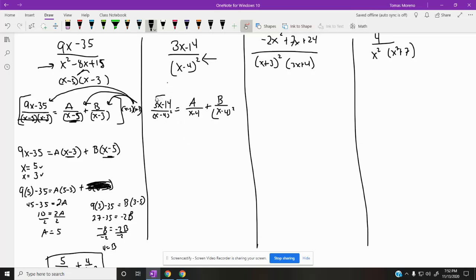Then we're doing the exact same process. We're going to multiply everything by (x - 4) squared. So we're left with 3x minus 14, because when I go here, this one and this one cancel. When I go here, I cancel one of them, so I'm left with A times (x - 4).